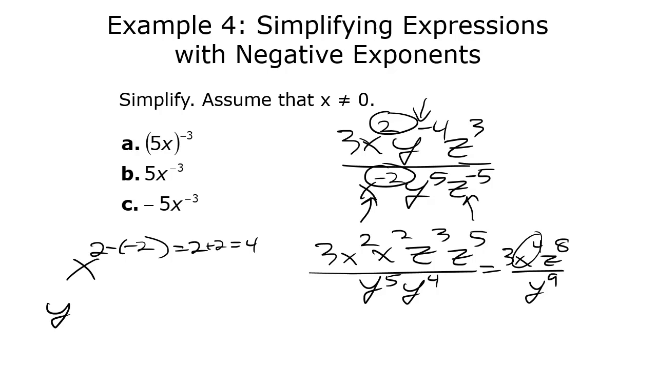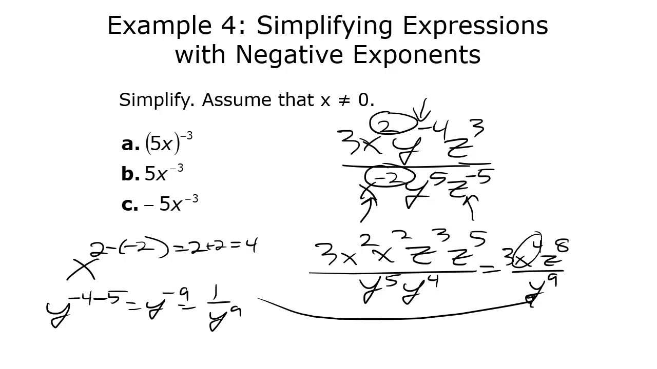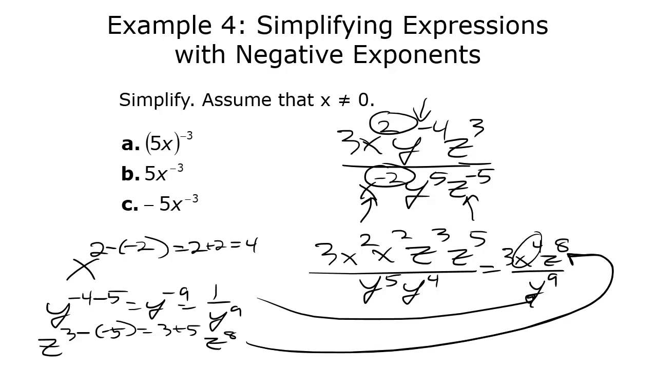We have y to the negative 4th minus 5, which is y to the negative 9th, which becomes 1 over y to the 9th. Ta-da! We have z cubed minus a negative 5, which is 3 plus 5, right? So it's z to the 8th. Ta-da! So it works either way, right?